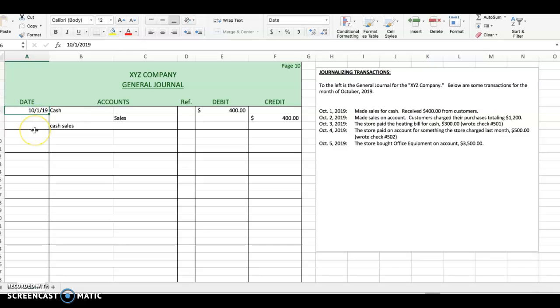We put the date of the transaction, okay, October 1, 19, and then in this part of the journal, we put the two accounts that are affected. Sometimes there are even more than two, but right now there are just two. There's a cash account and there's a sales account. Now we have to think about not only what accounts are involved, but how they will be affected once we get to that book called the ledger.